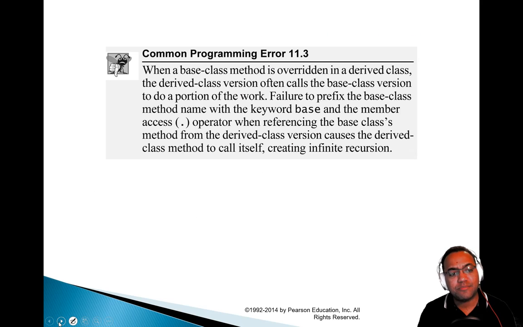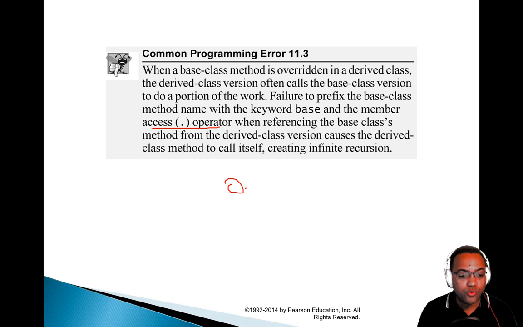When a base class method is overridden in a derived class, the derived class version often calls the base class version to do a portion of the work. That's why we override it. Failure to prefix the base class method name with the keyword base and the member access operator dot when referencing the base class's method with the derived class version causes the derived class method to call itself, creating an infinite recursion. What does that mean?